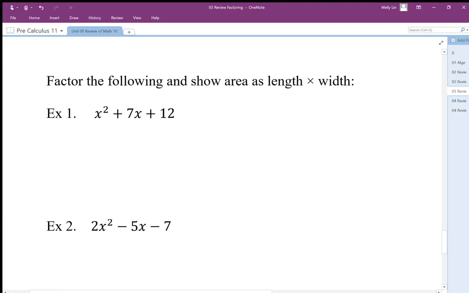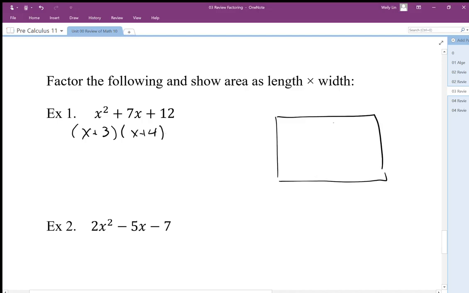So we want to be able to show length and width here, so we can factor first. I know this is going to be plus 3 plus 4. Or I can go the other way around. I can start with the area and come up with my length and width. x squared plus 12. I know it's got to multiply to 12, add to 7. That's 4x and 3x. So I end up with plus 3 and x plus 4 along here.